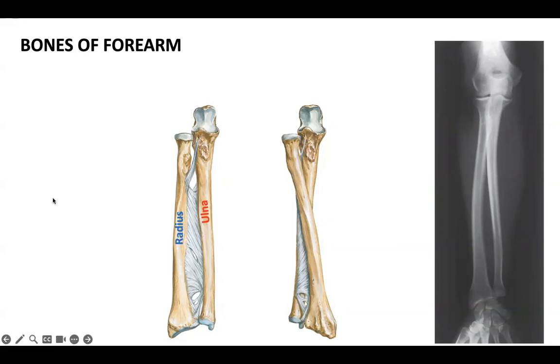Radius lies laterally, by the side of our thumb, and ulna lies medially, by the side of the fifth digit. When we compare them, radius is shorter than ulna. As you see here, it's thin proximally and thick distally. But ulna is longer than radius, thick proximally and thin distally. And the head of radius is found proximally, but the head of ulna is found distally. Now let's see the bones one by one.